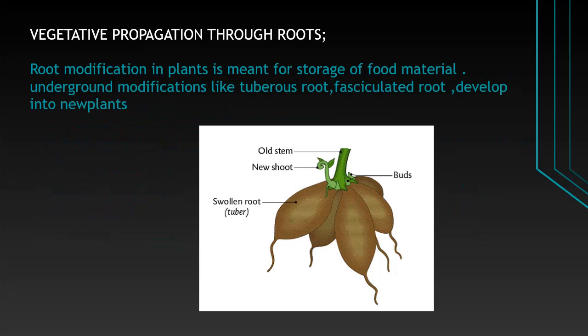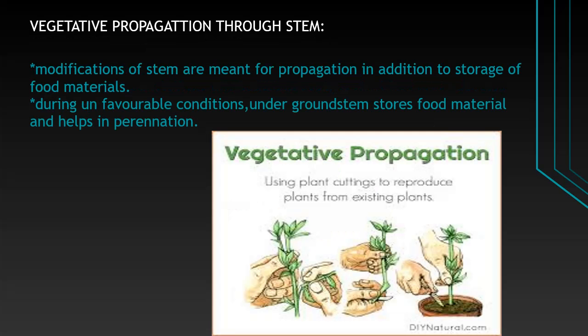Now we'll see what is vegetative propagation through roots. Root modification in plants is meant for storage of food material. So root modification occurs because of storage of food material underground, that is, underground modifications like tuberous root and fasciculated root, which develop into a new plant. Those roots will develop into a new plant. Here we can see the old stem, new shoot, bulbs, and swollen root. This is the example.